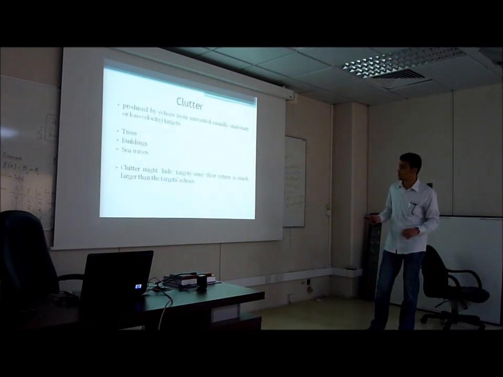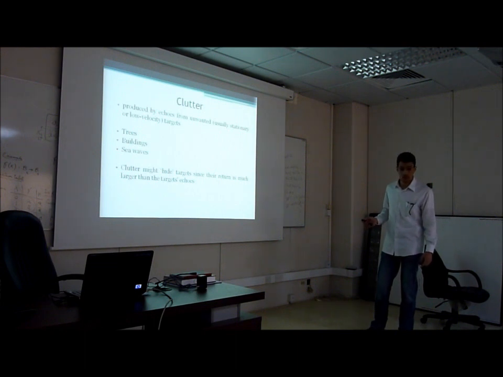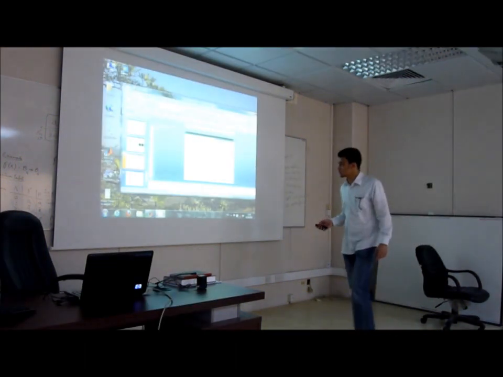The concept of clutter. Clutter is produced by echoes from unwanted, usually stationary or low velocity targets. Trees, buildings, sea waves, all these things will reflect energy and will be there in the radar map. Even rain sometimes can be seen in radar. So this clutter might hide targets, since the return is much larger than the target's echoes. Now we'll see a video illustration of the clutter and the Doppler processing.